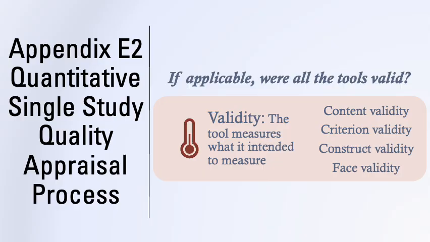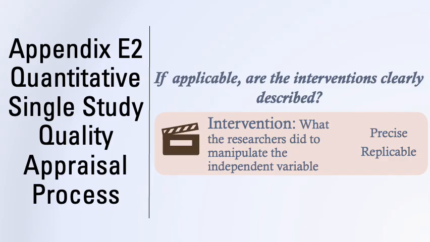You may also see face validity listed as a form of validity. Face validity is the weakest form of validity and simply means the tool appears to measure what it says it measures. I would caution you against accepting a tool as valid if the only discussion of validity provided is face validity. We are now going to jump forward and look at question number 9.